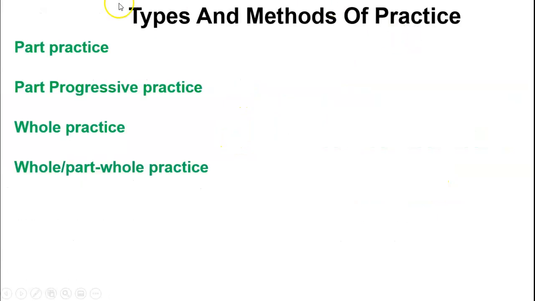So onto here then, these are our 4 practice types: part practice, part progressive, whole practice, and whole-part-whole practice. What we're going to do is make sure we can describe the characteristics to start with, and I'll give you an example for each.